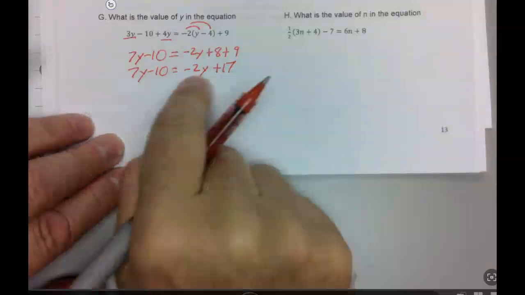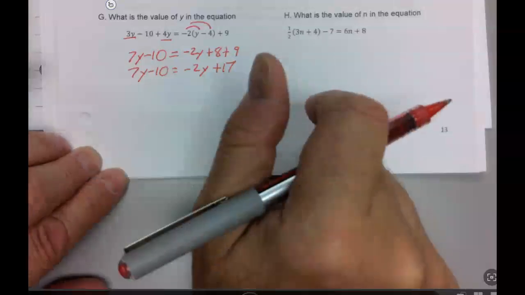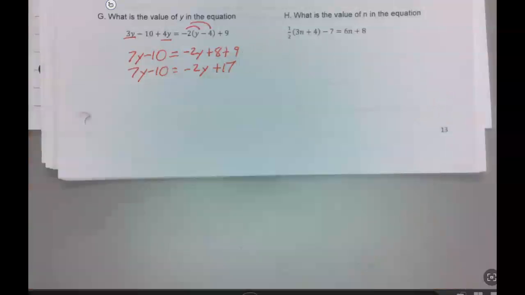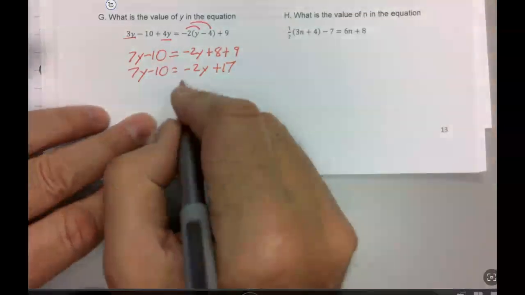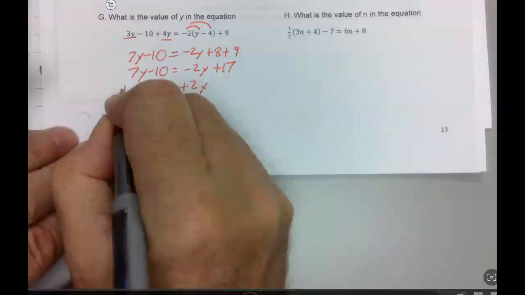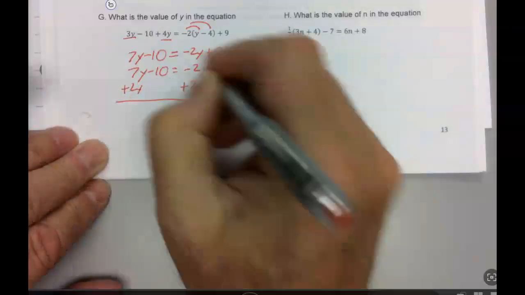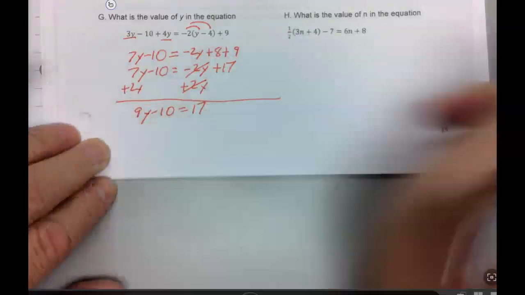Now, can we combine like terms here on either side? Nope, now we're ready to solve, aren't we? So, Morgan, what are we going to do here to solve this? Subtract 2y. What sign is it? Add. There you go. We're going to do the opposite, aren't we? So we're doing addition property of equality now. Cancel, cancel. That gives me 9y minus 10 equals 17.